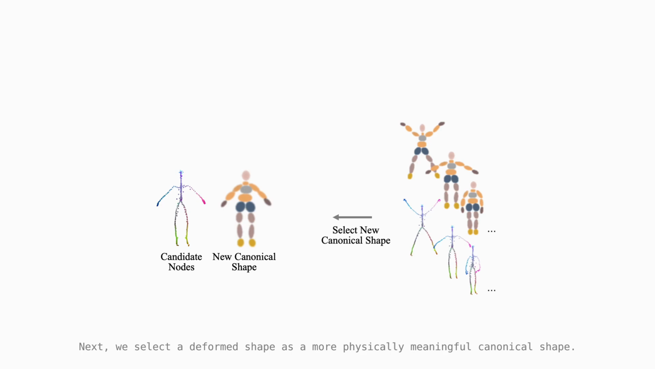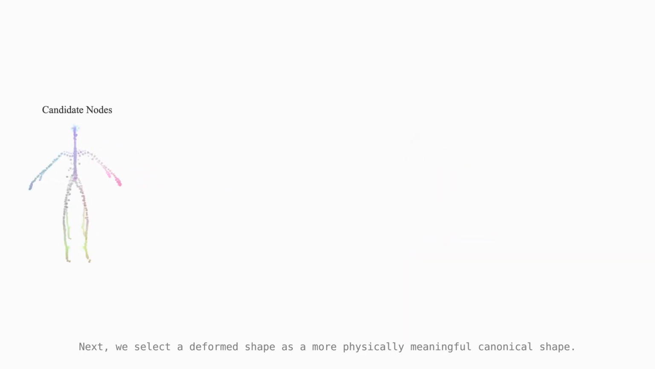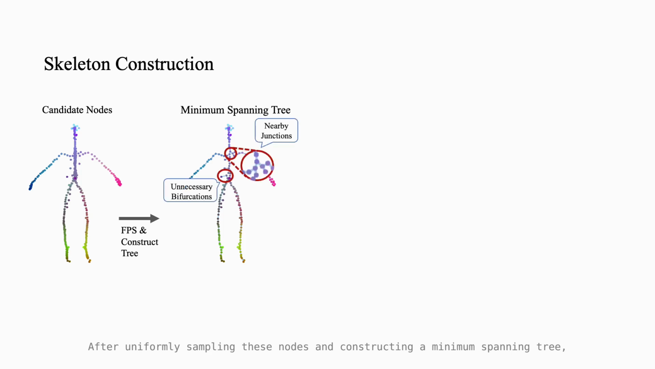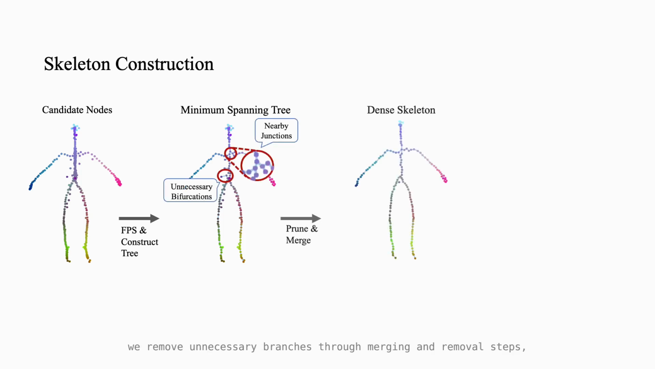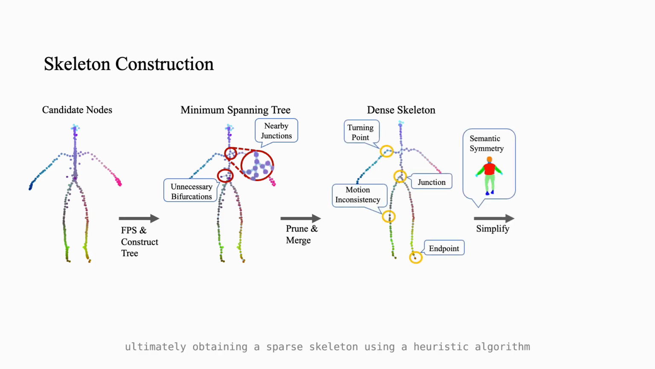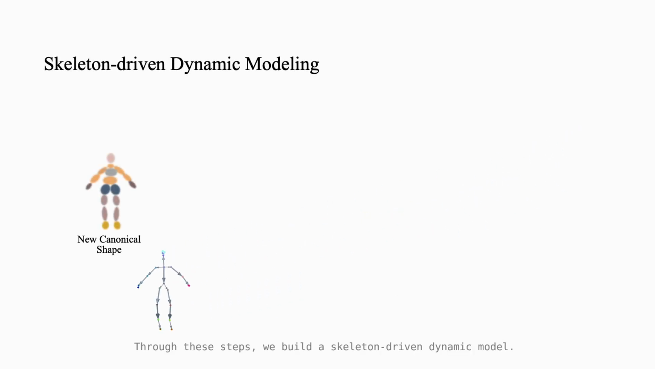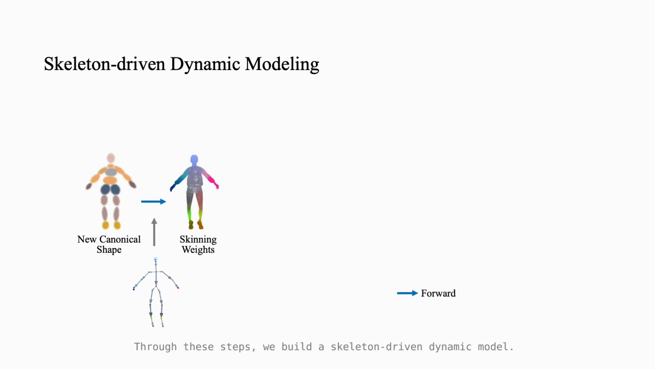Next, we select a deformed shape as a more physically meaningful canonical shape. After uniformly sampling these nodes and constructing a minimum spanning tree, we remove unnecessary branches through merging and removal steps, ultimately obtaining a sparse skeleton using a heuristic algorithm that integrates geometric, motion, and semantic information. Through these steps, we build a skeleton-driven dynamic model.